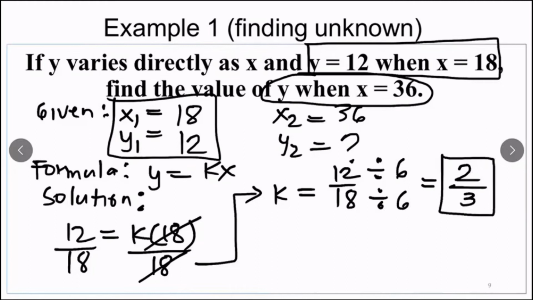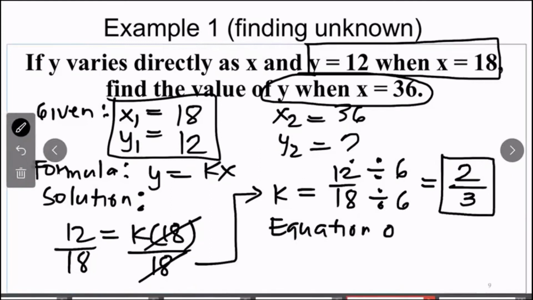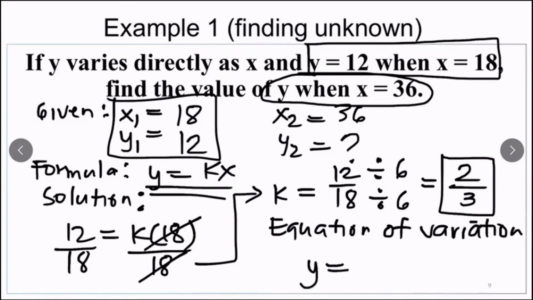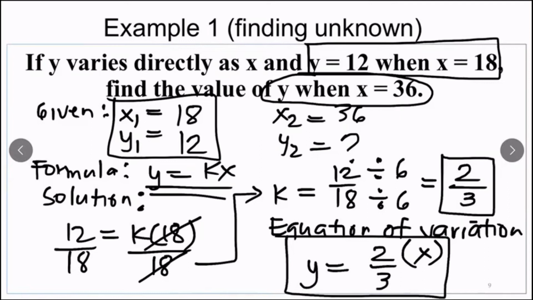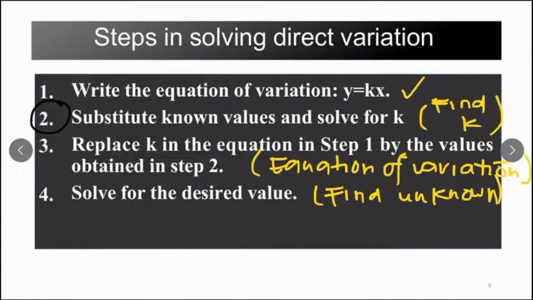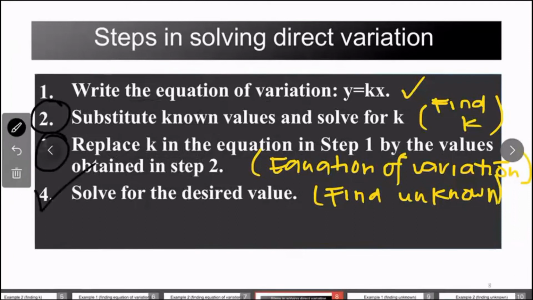Since we identified the k, we can now identify the equation of variation. Always remember, in the equation of variation, only k will be substituted to our formula. So it will become y equals, k natin is 2/3, multiplied by x. Therefore, this is our equation of variation. Now, since we are done with step number 3, the equation of variation, let us go to step number 4.